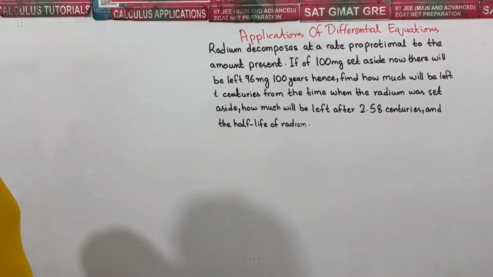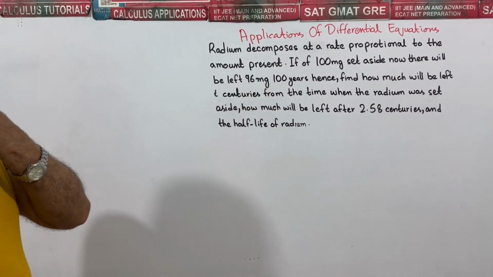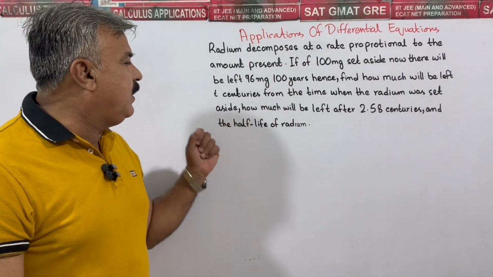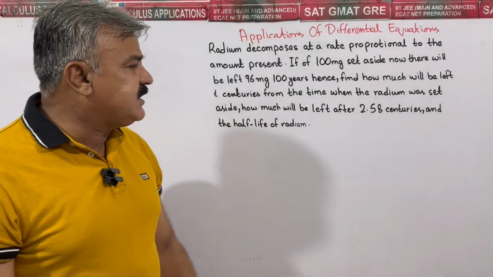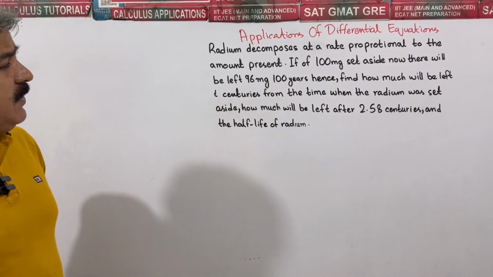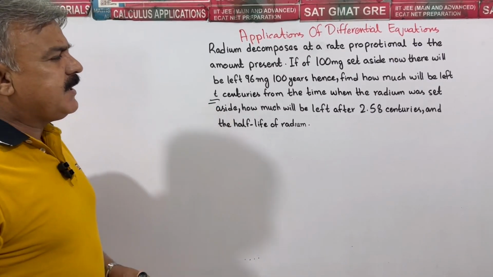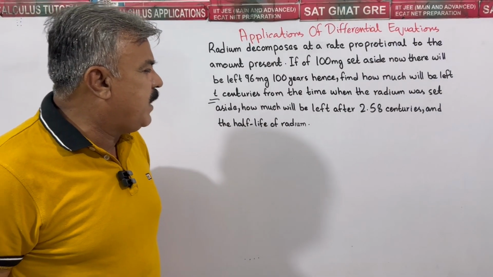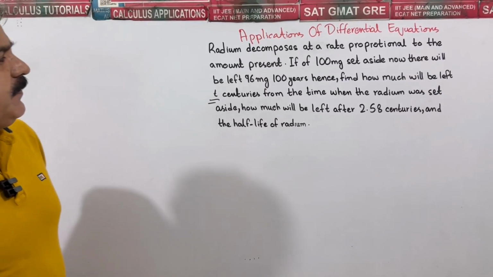Our question reads: radium decomposes at a rate proportional to the amount present. If 100 milligrams are set aside, there will be left only 96 milligrams after 100 years. Find how much will be left after t centuries from the time when the radium was set aside, how much will be left after 2.58 centuries, and also find the half-life of the radium.